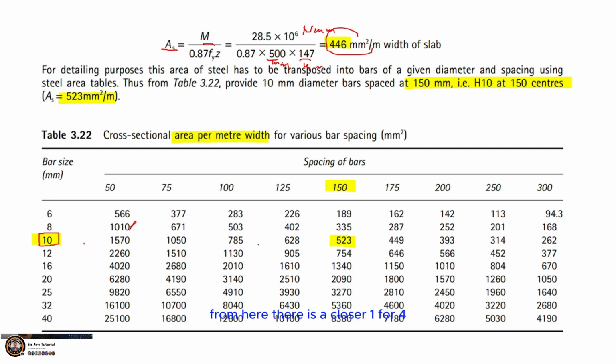From here, there is a closer one, 449, but for safety, we just use 523, okay? 449 and 446 are very close, but either way, 449 still satisfies the requirement of 446 square millimeters. But for this example, we can use this one, it's okay. If you are going to use 449, that's also okay.